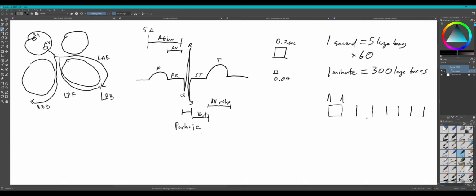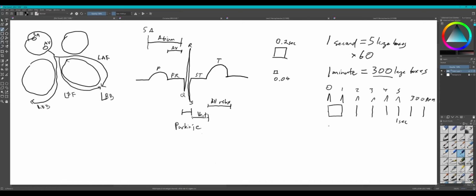So this is 1, 2, 3, 4, 5 large boxes. So this is 1 second. And I have a QRS at every single large box. That's pretty fast. Exactly. But over the course of a minute, how many heartbeats are there? So that's 5 a second times 60. 300. So if you have a QRS at every single large box, this is 300 BPM.